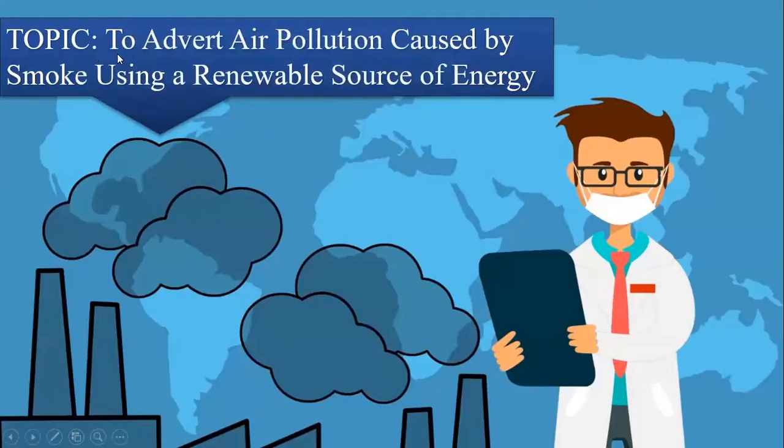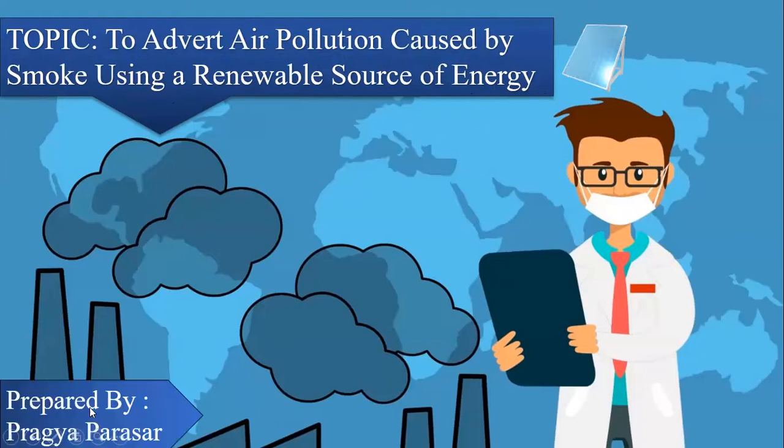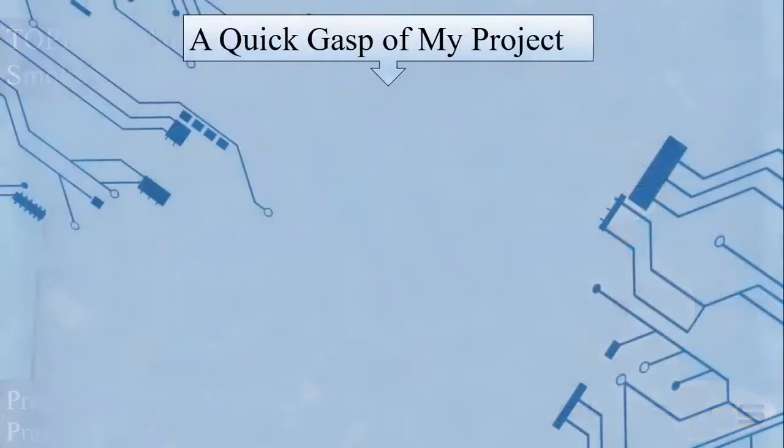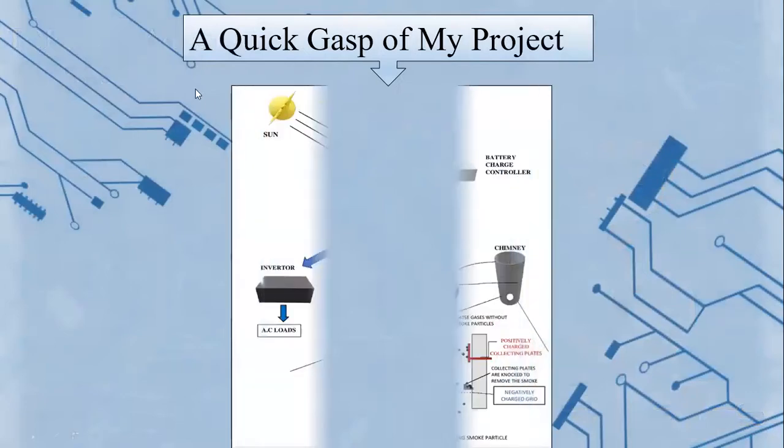Today's topic of my presentation is to avert air pollution caused by smoke using a renewable source of energy. Presented by Pragya Parashar, a student of Cotton University, Guwahati. At first, let's get a quick glimpse of my project.